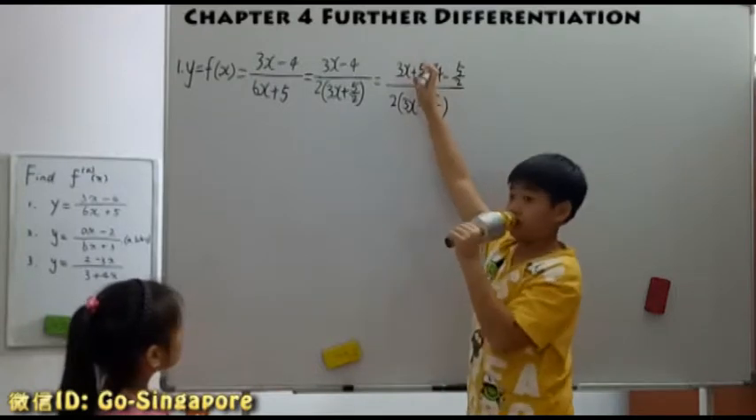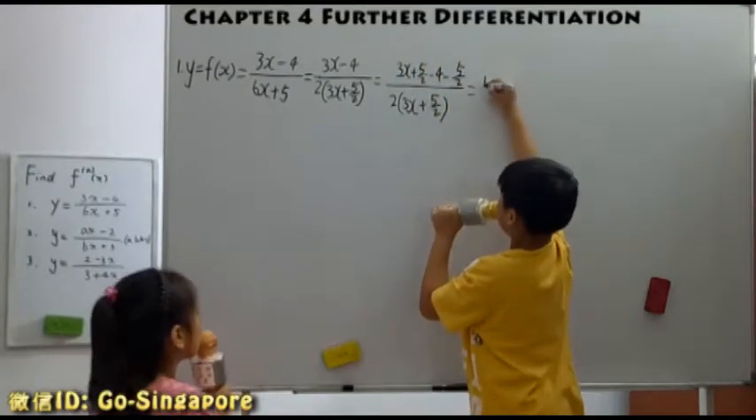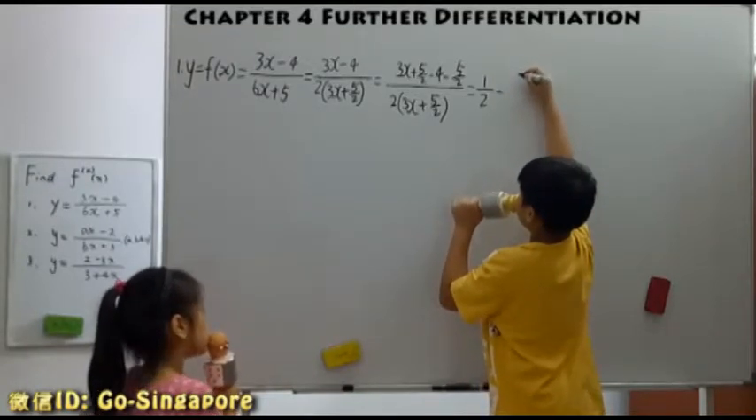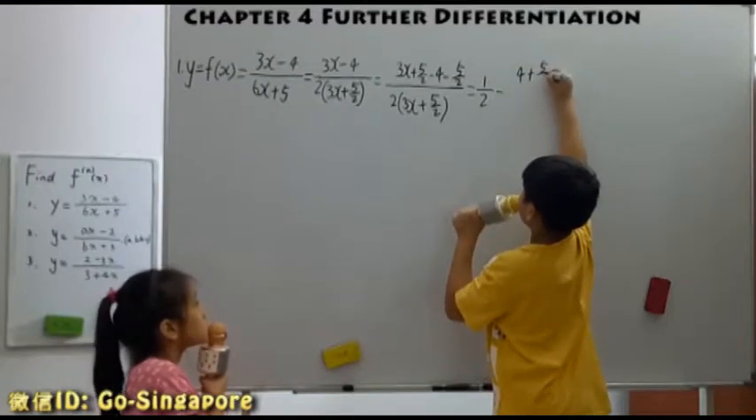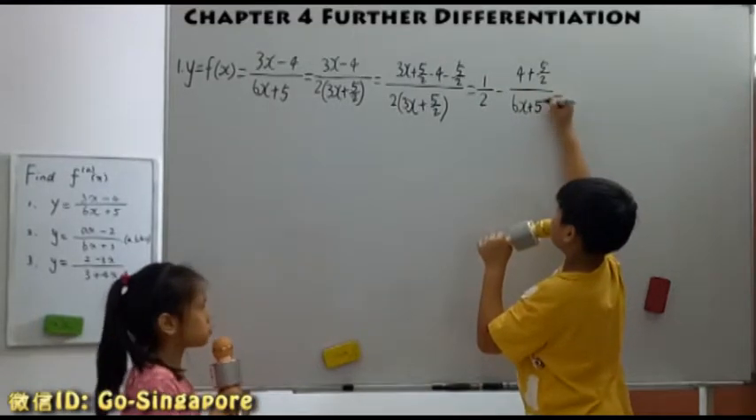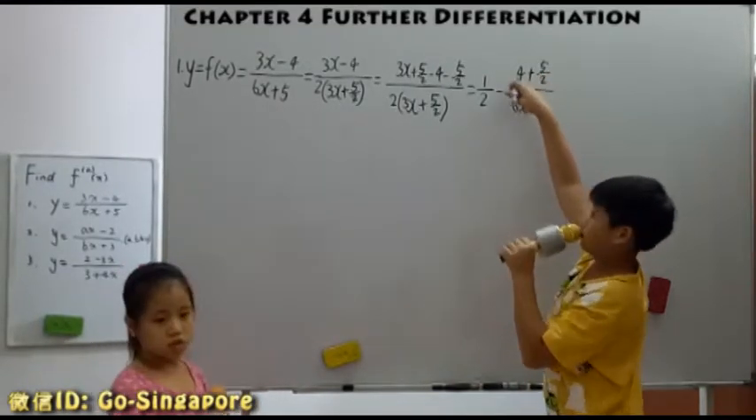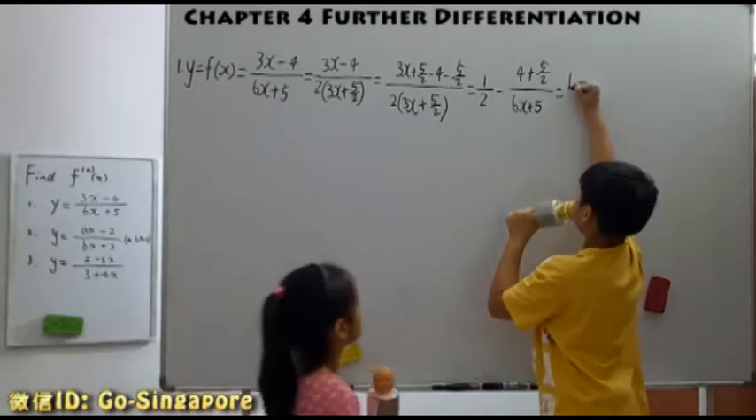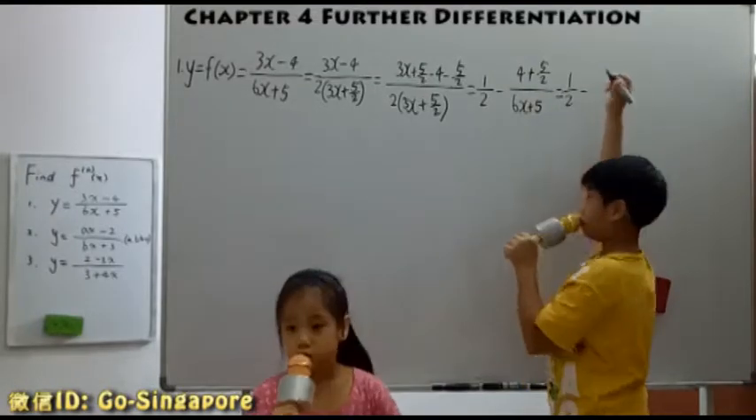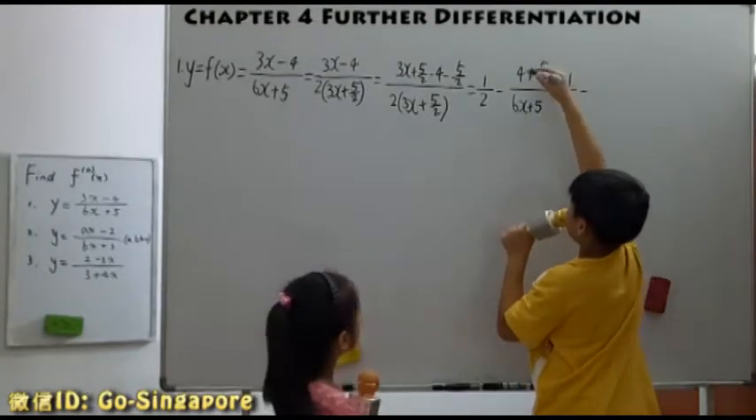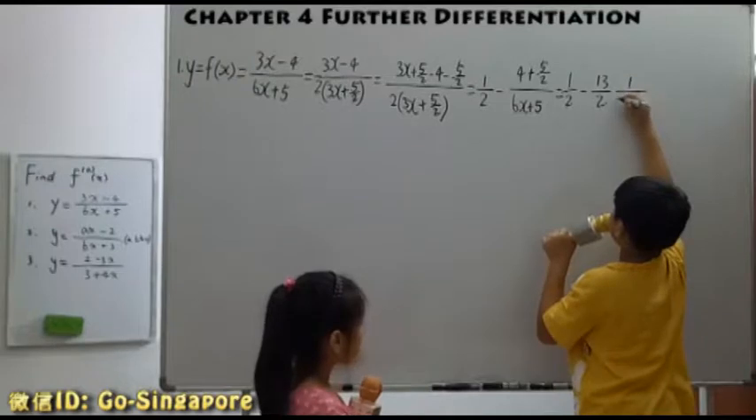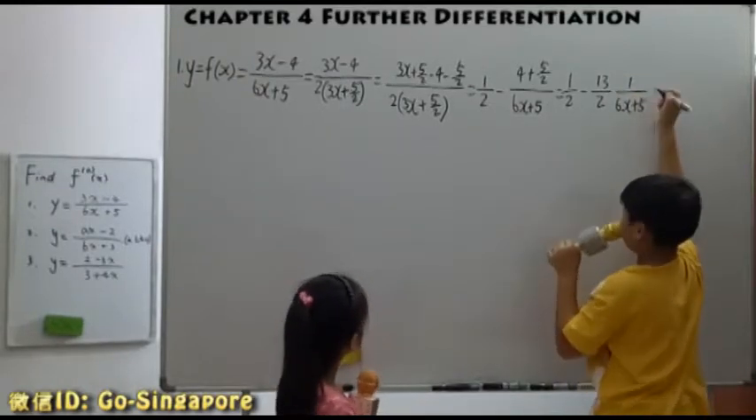Then here we'll split over here, okay? So here this is a half, then this minus 4, now we plus. You just write an extra step. Then both of these can be put to the front, right? So when you add these two together, this is a 6.5. First we common denominator, so it's 8 plus 5, which is 13 over 2. And so here is a 1 over 6x plus 5.